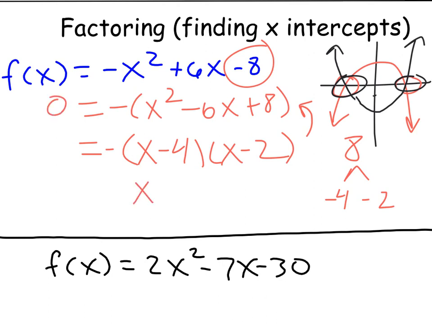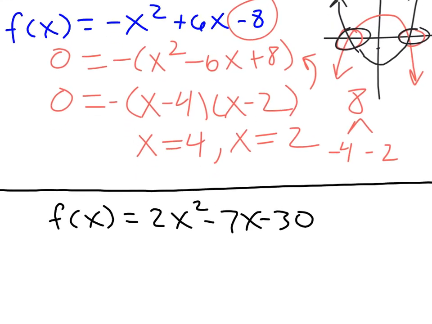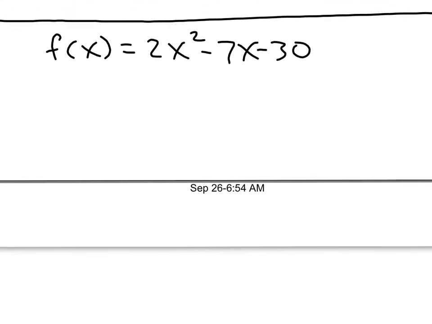Oh, the whole time I should have emphasized these are set equal to 0. That's why sometimes they're called zeros. X equals 4, x equals 2. Those are the 2 places this graph crosses the x-axis. Oh, let's go down and see one more. Last one for today.